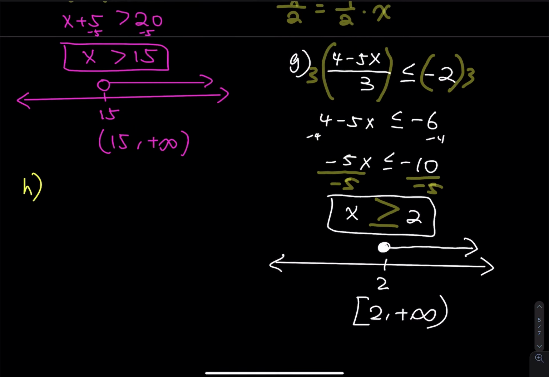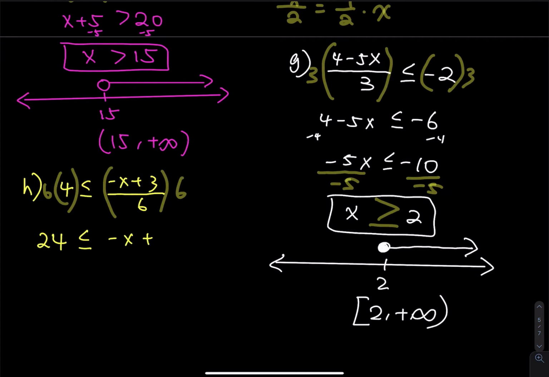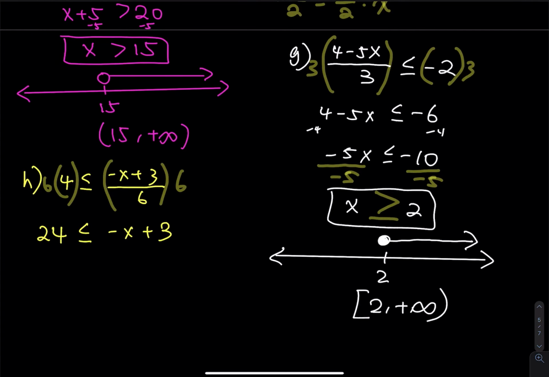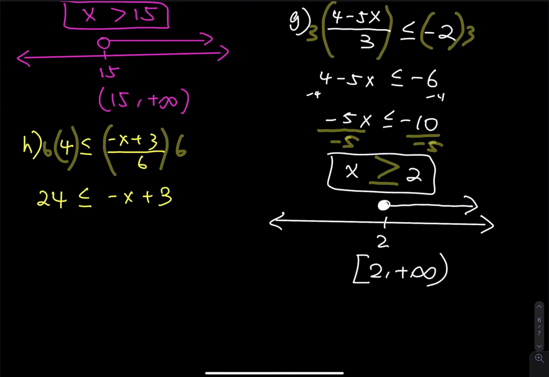is 4 less than or equal to (negative x plus 3) divided by 6. Let's get out of the fraction by multiplying both sides by 6. So 6 times 4 is 24 less than or equal to negative x plus 3. And then you subtract both sides by 3. So 24 minus 3 is 21 less than or equal to negative x.